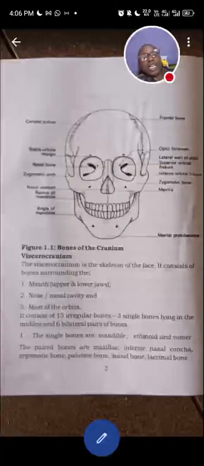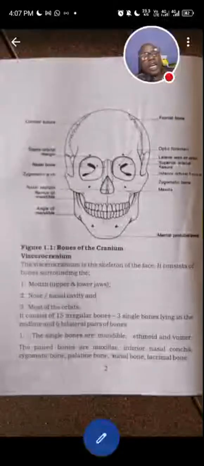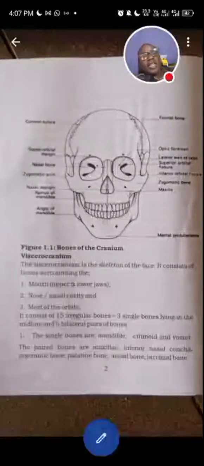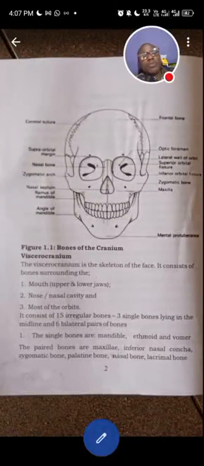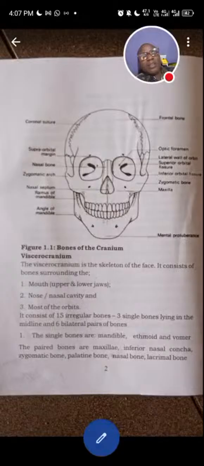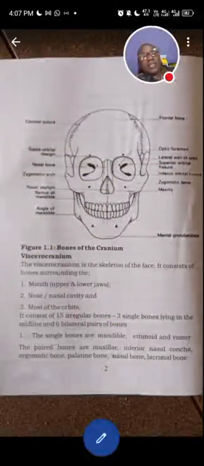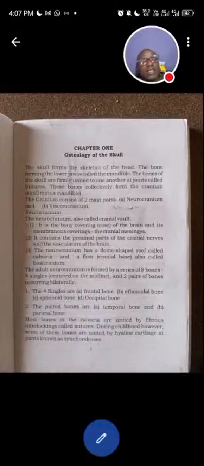Now, neurocranium, we said, is also called the cranial vault, and it has 3 important characteristics. It is the brain's bony covering, and it has a membrane lining it called cranial meninges. Cranial meninges. Look at the spelling. Meninges. Okay, so we are making progress.